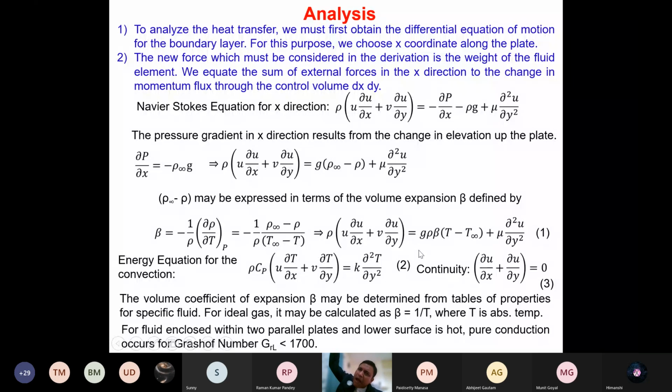So the weight of the particle is acting in a downward direction. The density difference, or buoyancy force, is acting in the upward direction, isn't it? So both these factors are important, isn't it? These are the additional things which are coming into the picture compared to what we have seen earlier in forced convection, isn't it?